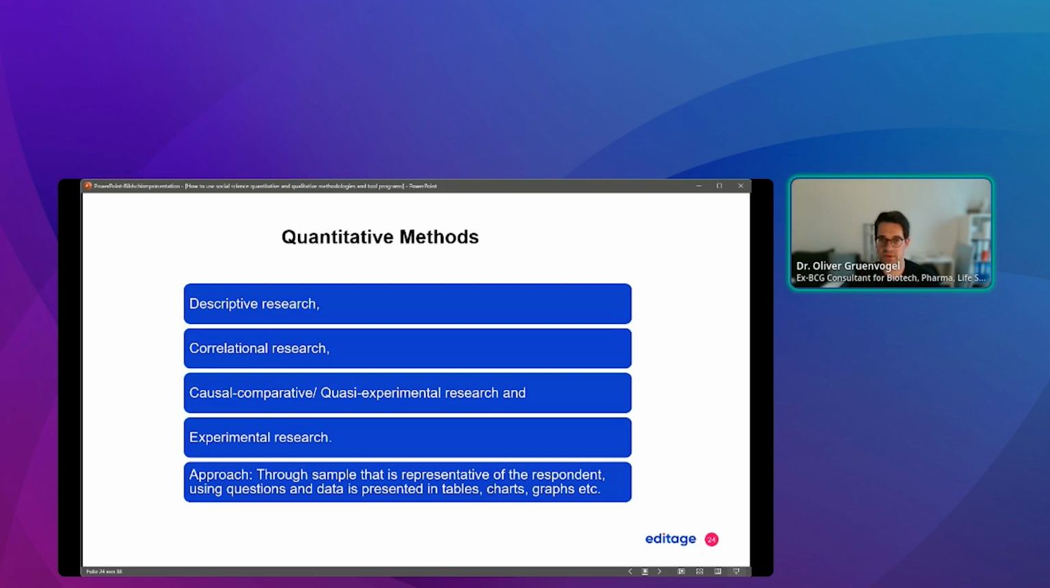Several methods are employed here. What we want to cover today is descriptive research, correlational research, causal-comparative or quasi-experimental research, and experimental research. However, the approach is often similar for a sample that is representative of the respondent or the population respondent represents. Questions are asked, data is collected, that is then presented in a numerical fashion in tables, and charts, and graphs, and so on.